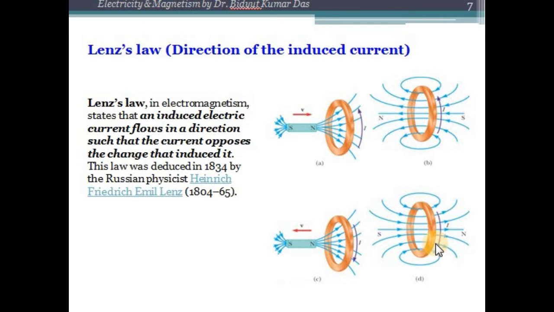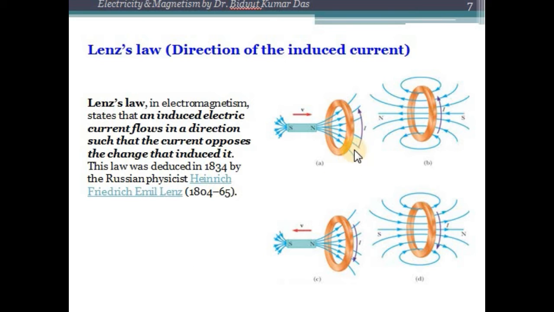Therefore, in this case, the lines of force of the magnetic field due to the induced current will be like this. We have seen that in both cases the direction of the induced current is opposite to each other, and this direction of induced current basically depends on how you are trying to change the magnetic flux passing through this conducting coil.